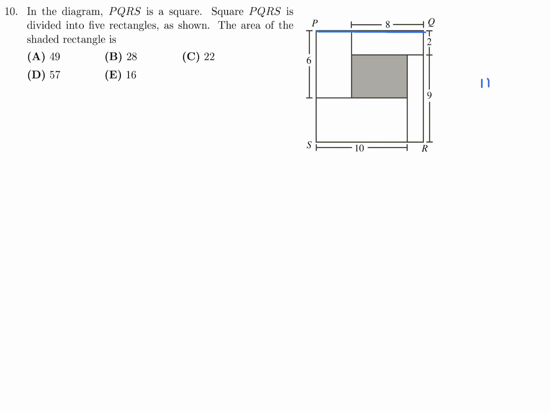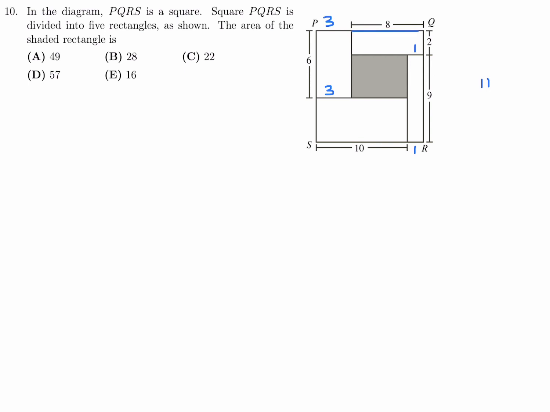So if the full side of the square is 11, and that's 8 right there, then that must mean this is 3. And this is 3. All right, let's see what else. This whole side is 11, but this is 10, so that must mean that this little guy is 1. So that's 1 right there.